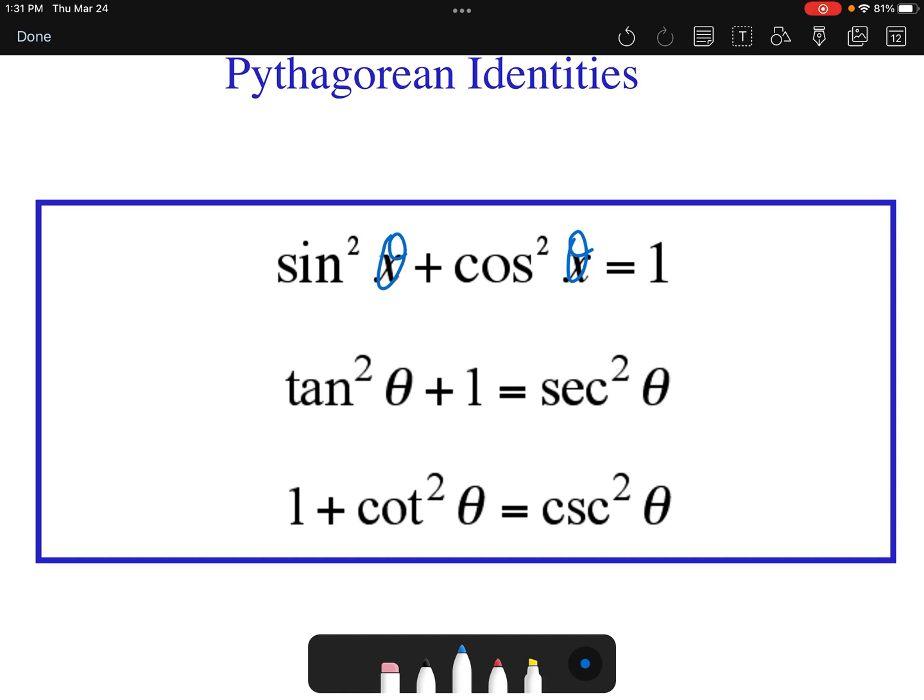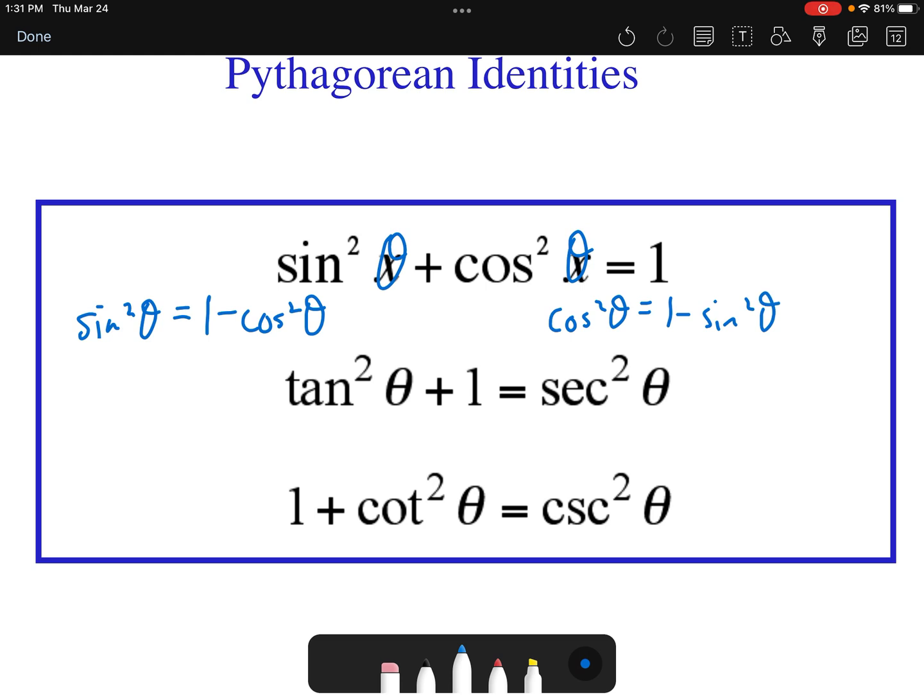Well, let's look at this then. What does sine squared theta equal? Well, if you subtract cosine squared, you end up with 1 minus cosine squared theta. Well, what's cosine squared theta? Well, that's 1 minus sine squared theta.